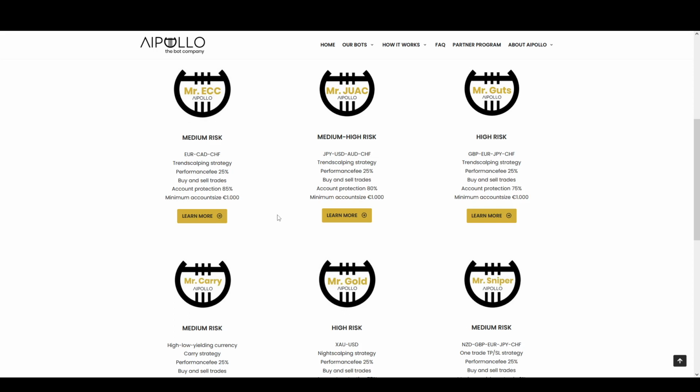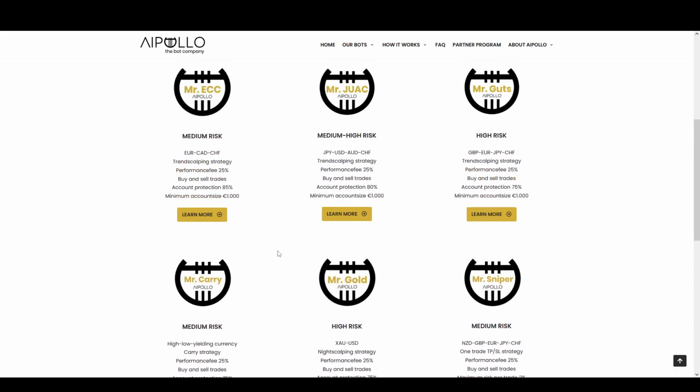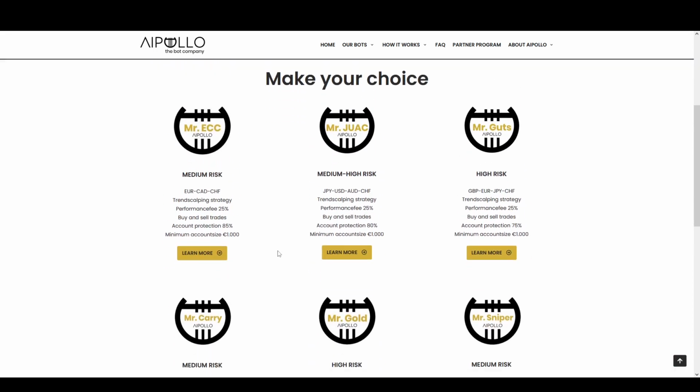And so other subscriptions are just a fixed amount per month. And then, yeah, if you don't make money, that's too bad for you. So I like this better. This gives me the idea that the bots and the people behind the bot actually want to make money, not just have your fee, because they win on what you make.